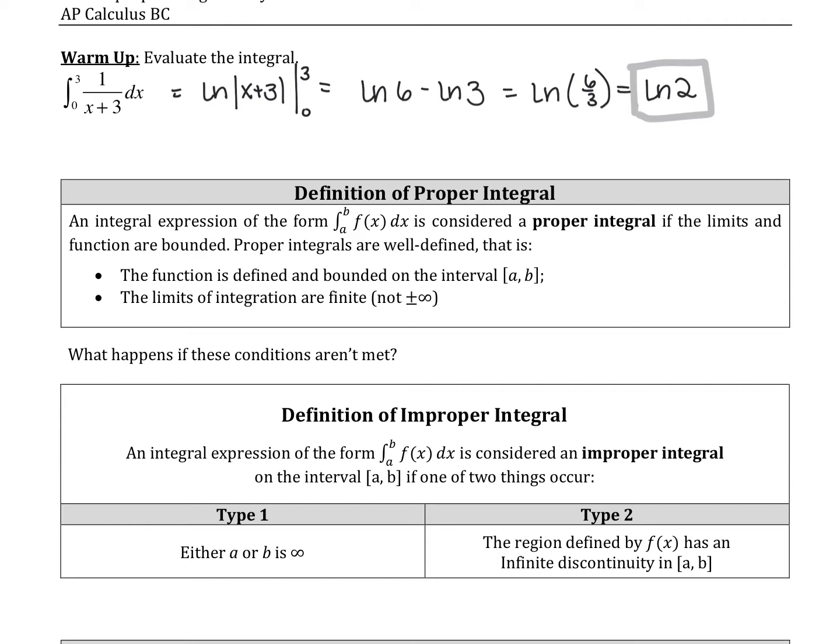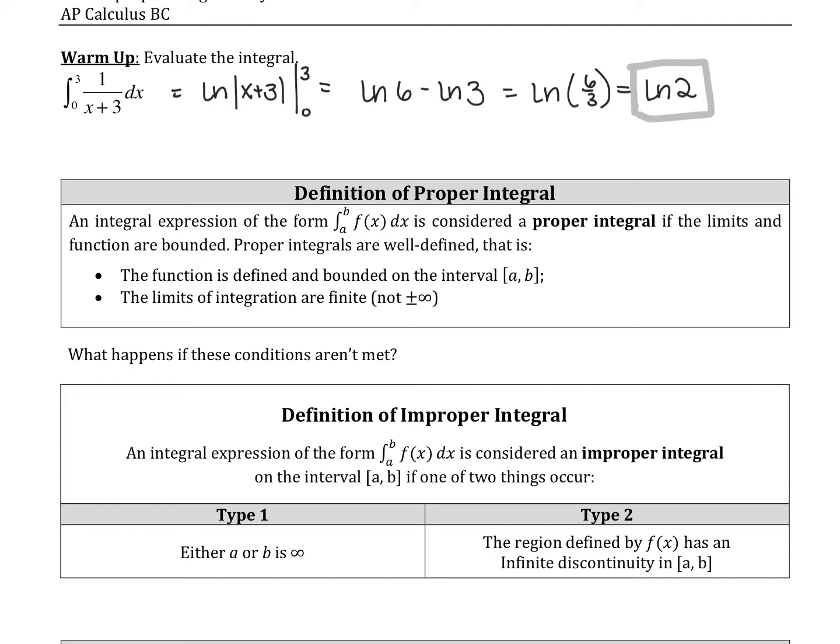So what we mean by that is the function in the interval from a to b is defined, meaning it's not shooting off to infinity somewhere in the middle of that interval. And the limits of integration are finite. A and b are not positive or negative infinity. So really everything we've looked at so far has been a proper integral. But what happens when these conditions aren't met? Well, that is the definition of an improper integral.